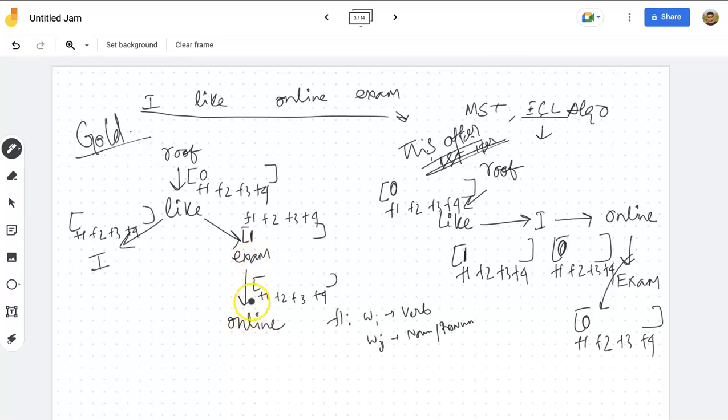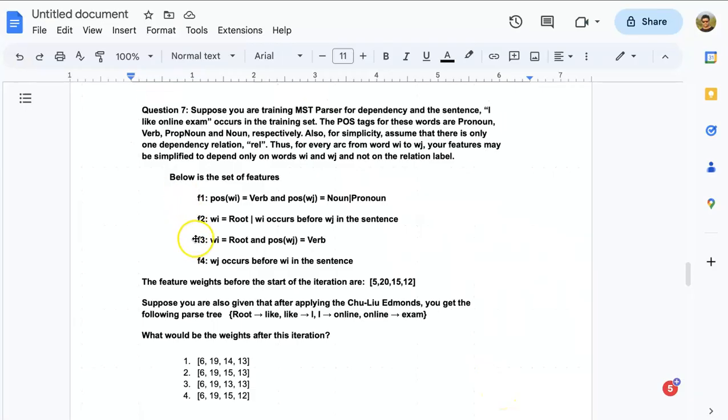For exam to online, exam is not a verb, so it will be 0. Similarly for like to I, like is a verb, I is a pronoun, so it will be 1. So the feature 1 calculation is over. Now let's go to feature 2. So what is feature 2?